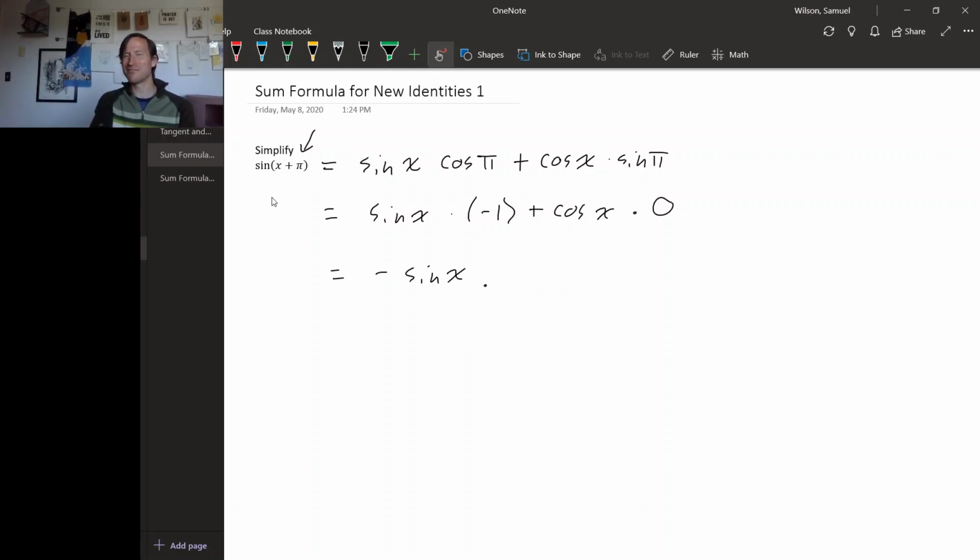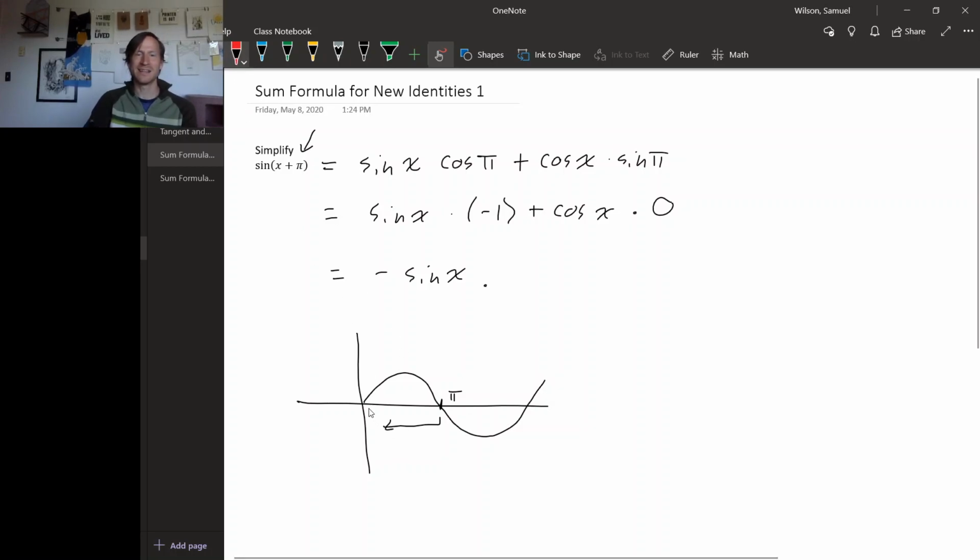If you look at a graph, that actually should be apparent, because sine of x looks like this. Sine of x plus pi, well, this middle spot here is pi. And so if you take this graph and shift it to the left pi, then you get this graph, which is just the negative of sine of x. So that's something that we probably suspected before, but now we've proved it using the sum formula for sine.